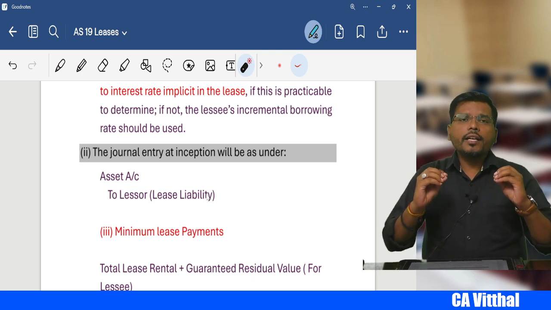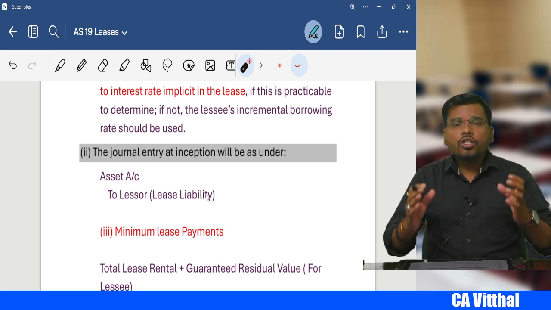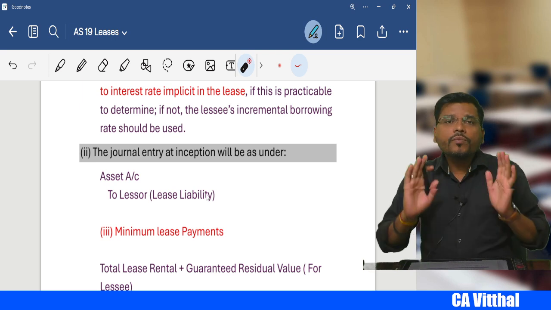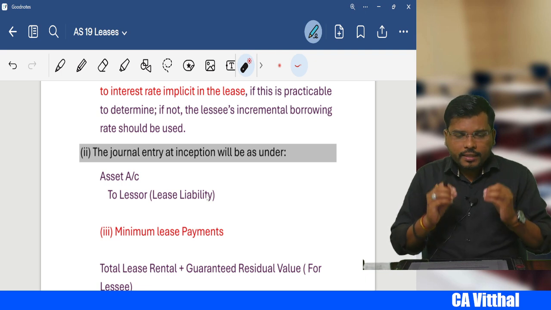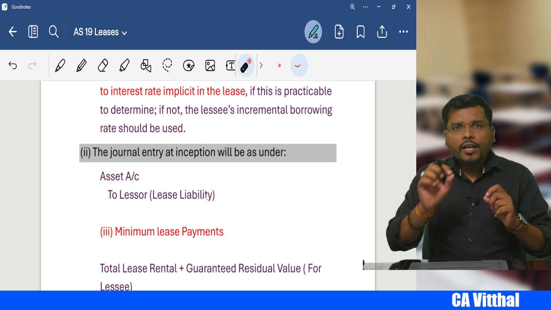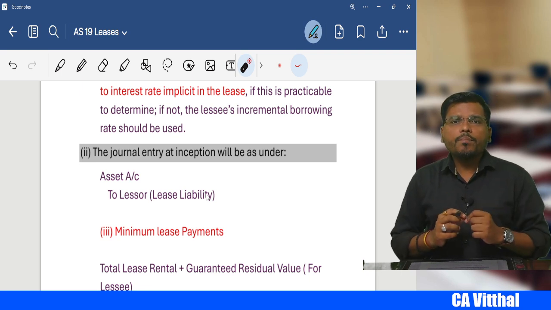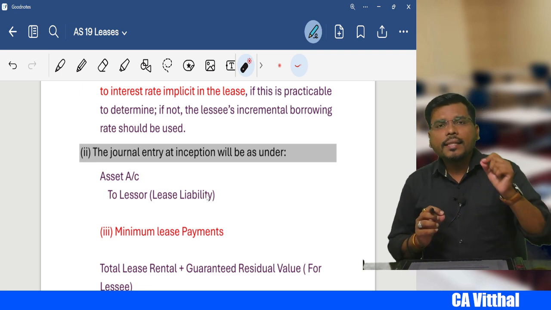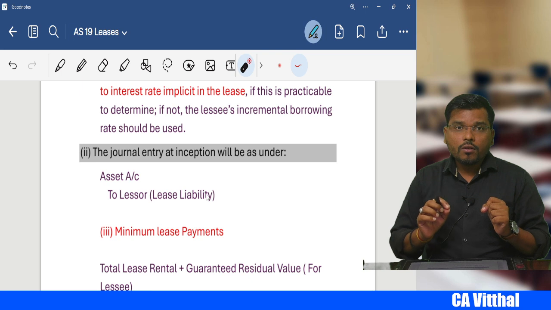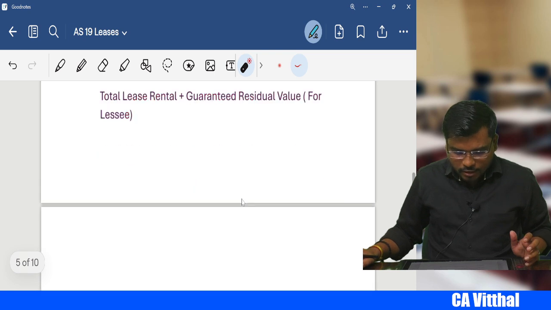So I repeat again, a finance lease means the lessor substantially transfers all the risk and reward associated with the lease asset, right? In the books of the lessee, what is the accounting treatment, sir? The lessee will record the asset in his books at the lower of the fair value of the asset or the present value of minimum lease payment, right? So what is minimum lease payment? Minimum lease payment means total lease rental plus guaranteed residual value from the lessee's point of view. You should consider the guaranteed residual value, right?